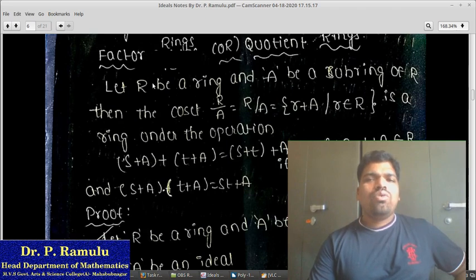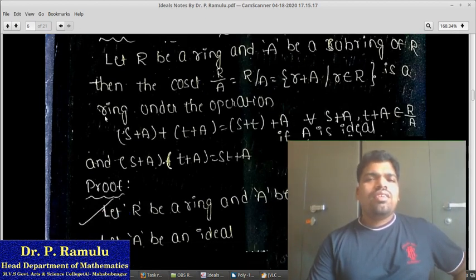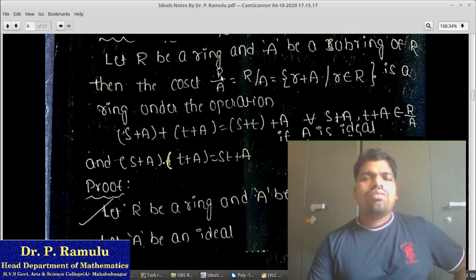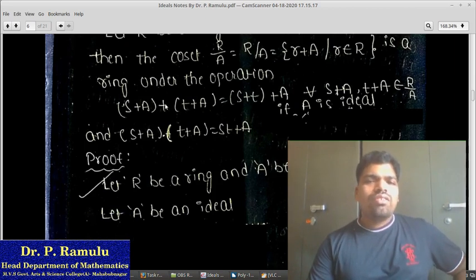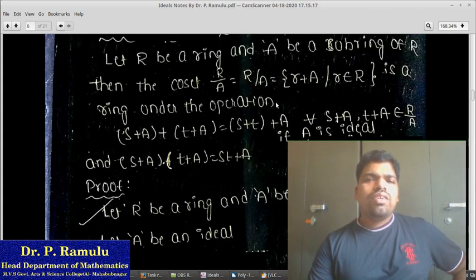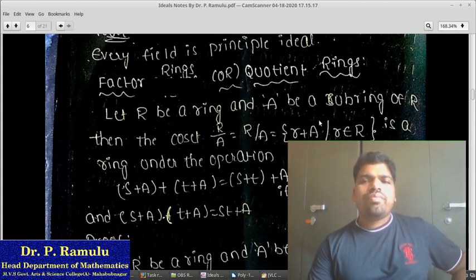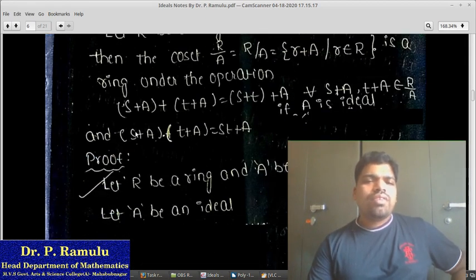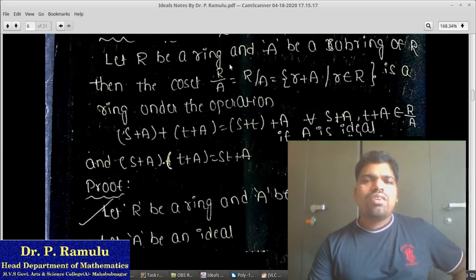Now, factor ring or quotient ring. Let R be a ring and A be a subring of R, then the coset set R/A, the factor set, equals {s + A : s belongs to R}, is a ring under the following operations. First one is (s + A) + (t + A) = (s + t) + A for all s + A, t + A belonging to R/A, where A is an ideal. The other operation is (s + A)(t + A) = st + A. So with respect to these two operations, R/A is a ring.